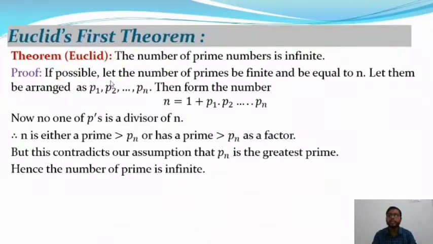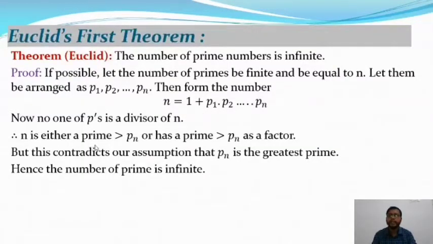If possible, let the number of primes be finite and equal to n. Let them be arranged as p1, p2, up to pn, and then form the number N equal to 1 plus p1 times p2 up to pn, where p1, p2, p3 up to pn are the prime numbers. Now none of these is a divisor of N. When N is written like this, p1 does not divide N, p2 does not divide N, up to pn does not divide N.